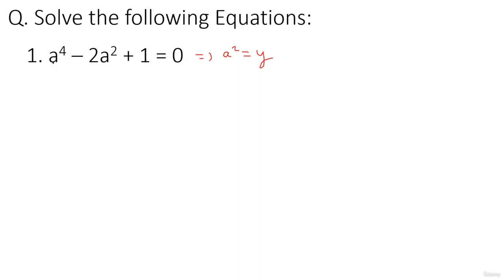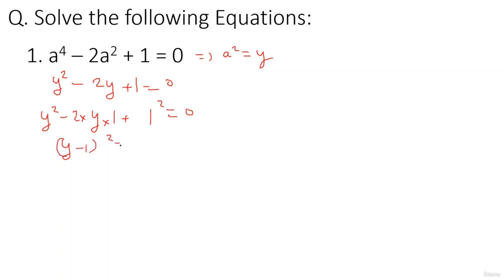The question changes to, a raised to 4 kya ho jayega? y square minus 2y plus 1 is equal to 0. This is again a square minus 2ab plus b square is equal to 0, right? This is a minus b the whole square expansion, right? So y is equal to nothing but 1 or 1, repeated roots.